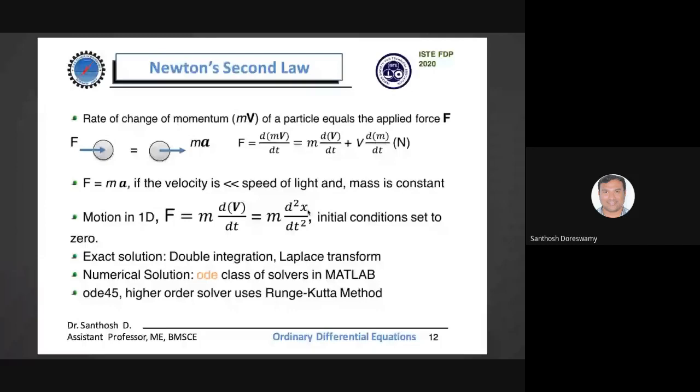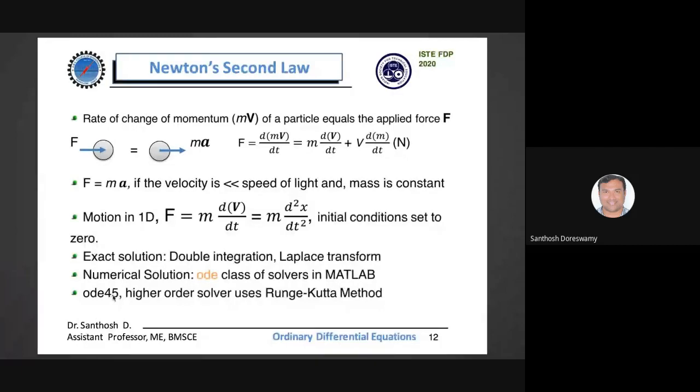The best way to solve this is using an exact solution by double integration, or you can also perform a Laplace transform. Both of these methods will yield an exact solution. But if you want a numerical solution, you can go for, as I mentioned before, the ODE class of solvers in MATLAB. ODE45 is a higher order solver that uses the Runge-Kutta method. ODE45 also solves this differential equation, but it is a class of solver that has these numbers associated with it, 4 and 5.